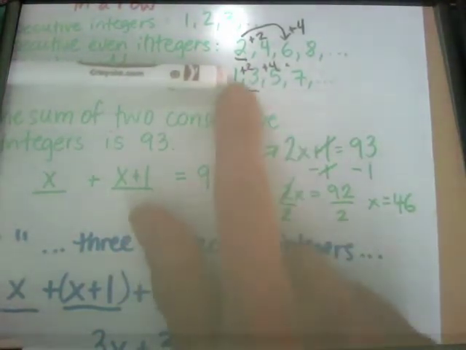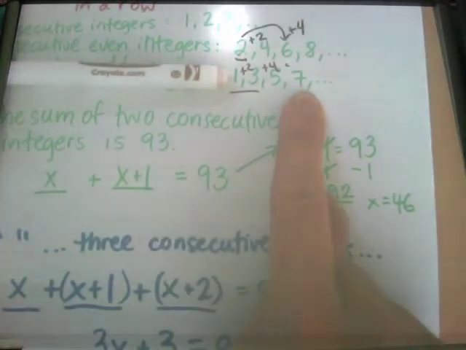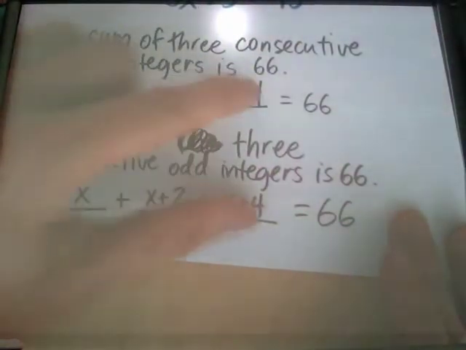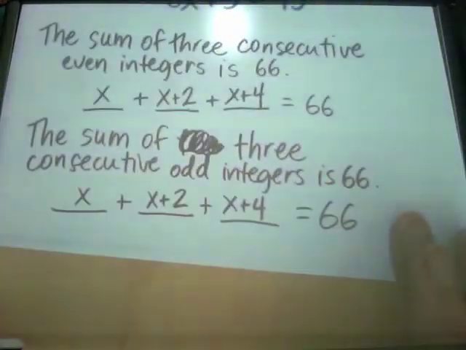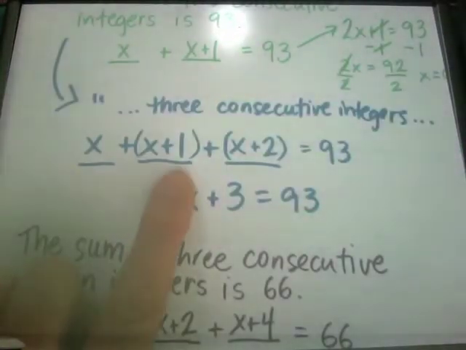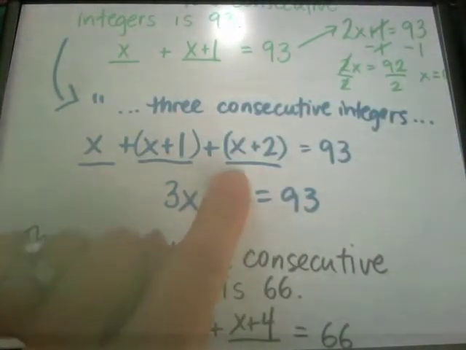What would the next one be? From the original, plus 6. Notice the pattern. Odd or even, it goes up by 2, 4, 6, 8, 10, 12, as many as you have. Each time it jumps by 2 because you're skipping a number. If it's regular consecutive integers, it increases each time by 1.